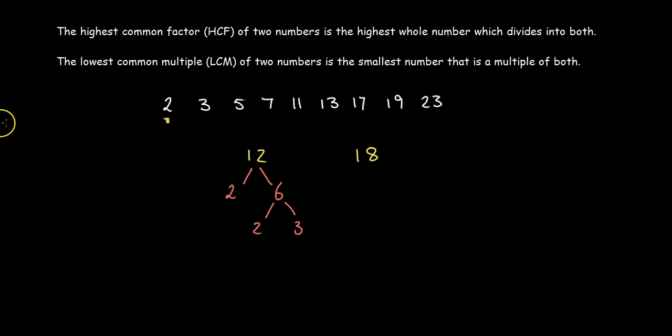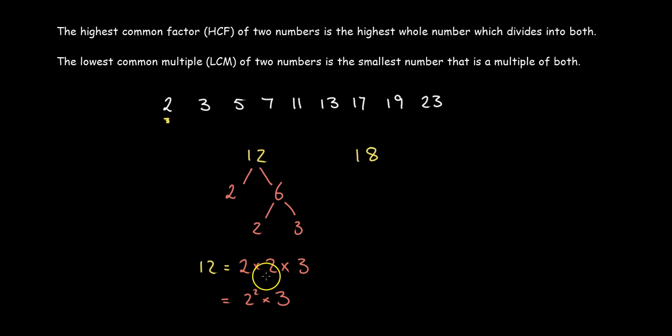So 12 is equal to 2 times 2 times 3. And you'll often see it written as 2 squared times 3. You like to simplify this 2 times 2.